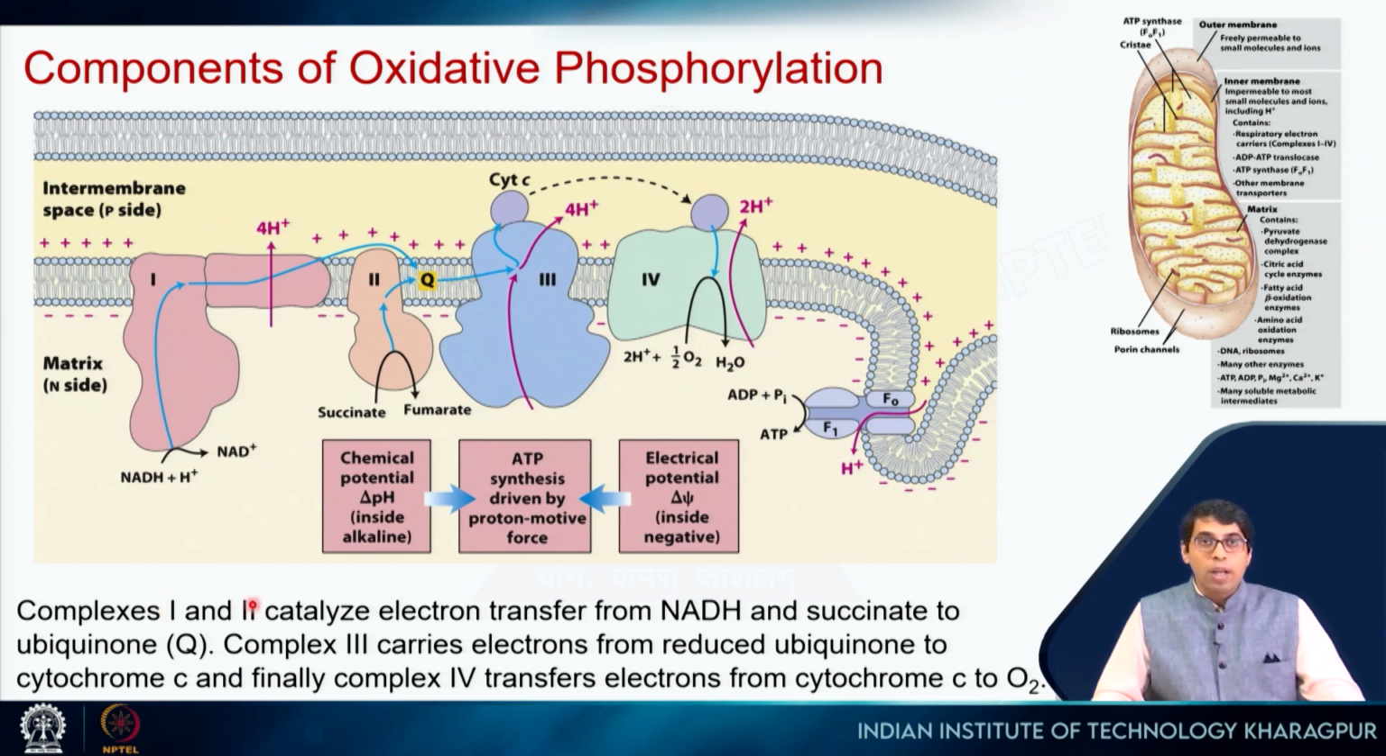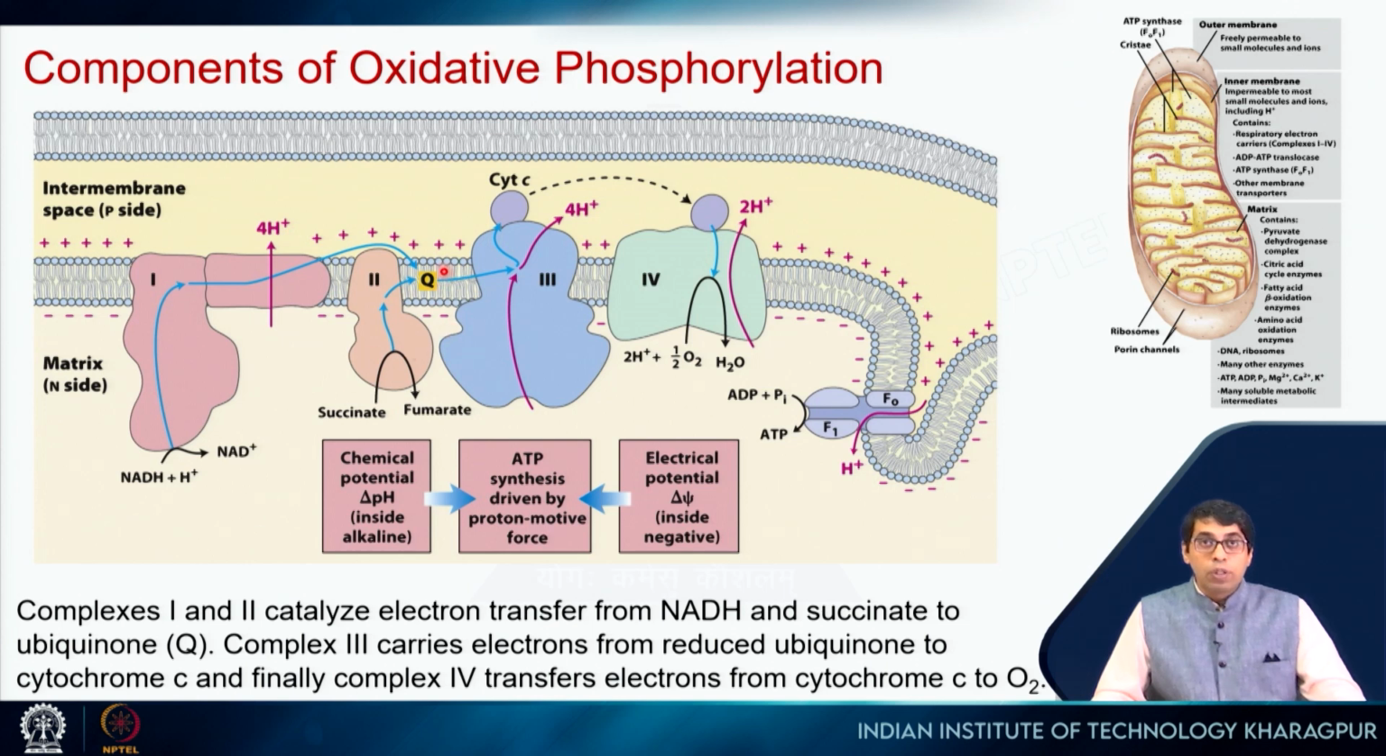Complexes 1 and 2 catalyze electron transfer from NADH and succinate to ubiquinone. Complex 2 is succinate dehydrogenase, the same enzyme that we saw in the citric acid cycle. It is a membrane bound enzyme. When it oxidizes succinate to fumarate, the electrons are transferred ultimately to ubiquinone. So, ubiquinone will become ubiquinol.